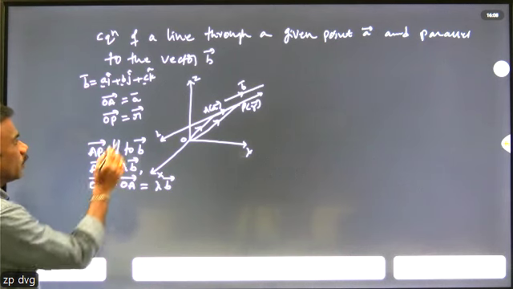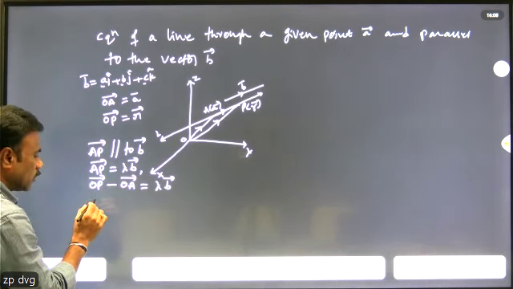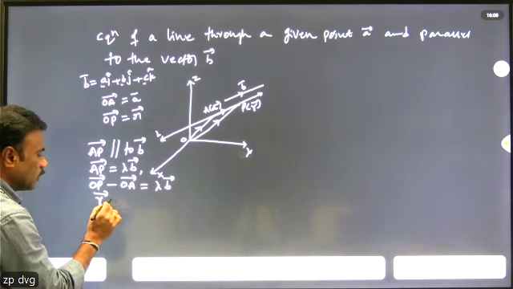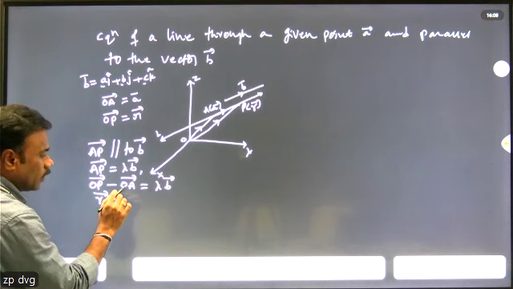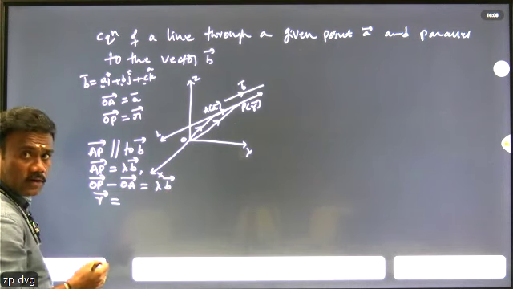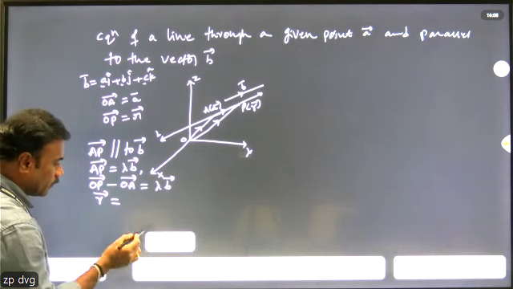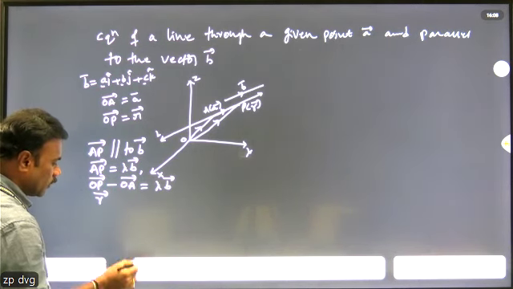Then what is OP bar? It is R bar. If you bring OA bar to this side, you will get... otherwise we will take it here only. Let us move on later.